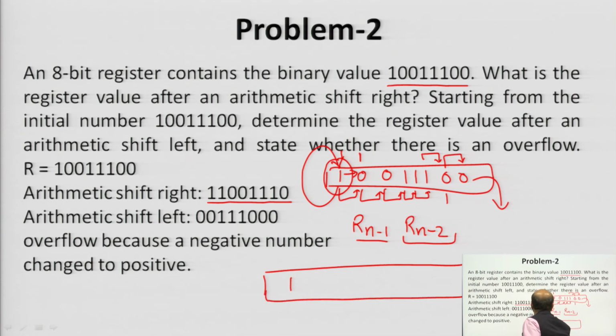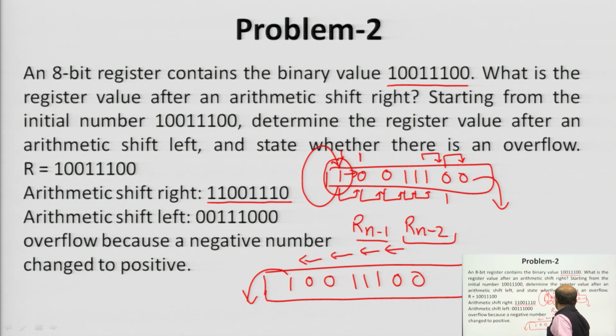Initial values are 1 0 0 1 1 0 0. So, what will happen in case of arithmetic left shift operation? This bit will be lost and all the bits will be shifted towards left 1 bit position. What will happen if this bit will be lost or shifted towards left?